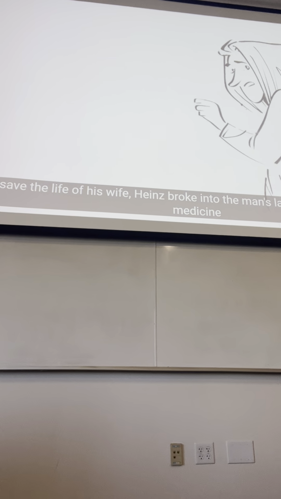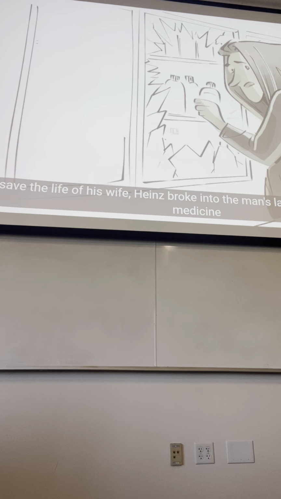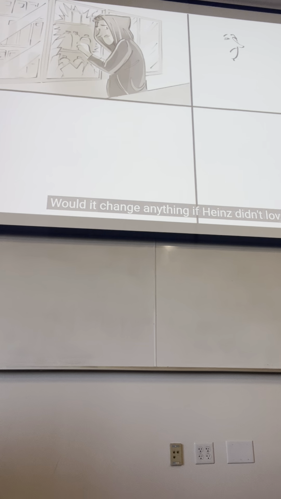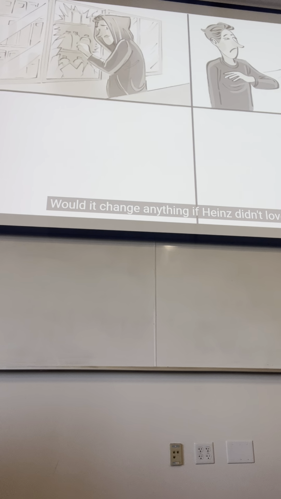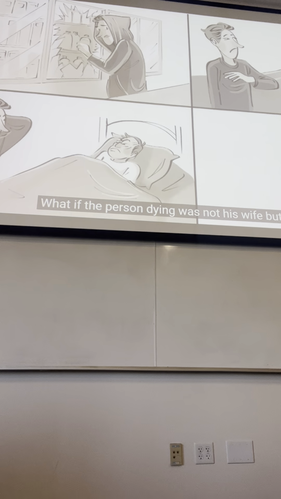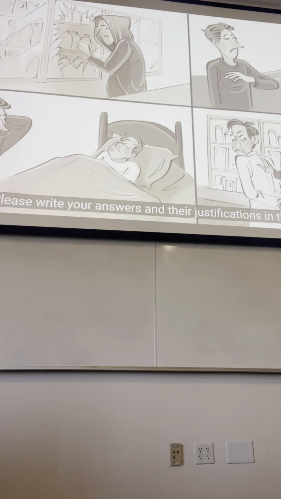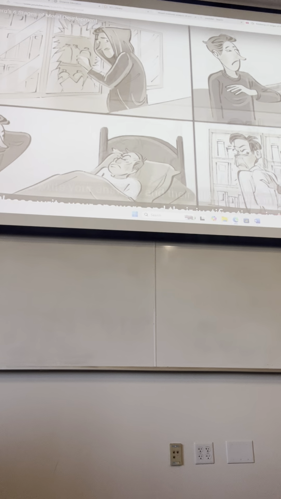To save the life of his wife, Heinz broke into the man's laboratory and stole the medicine. Now tell us, should Heinz have stolen the drug? Would it change anything if Heinz didn't love his wife? What if the person dying was not his wife, but a stranger? Should the police arrest the druggist for murder if the wife had died? Please write your answers and their justifications in the comments below.